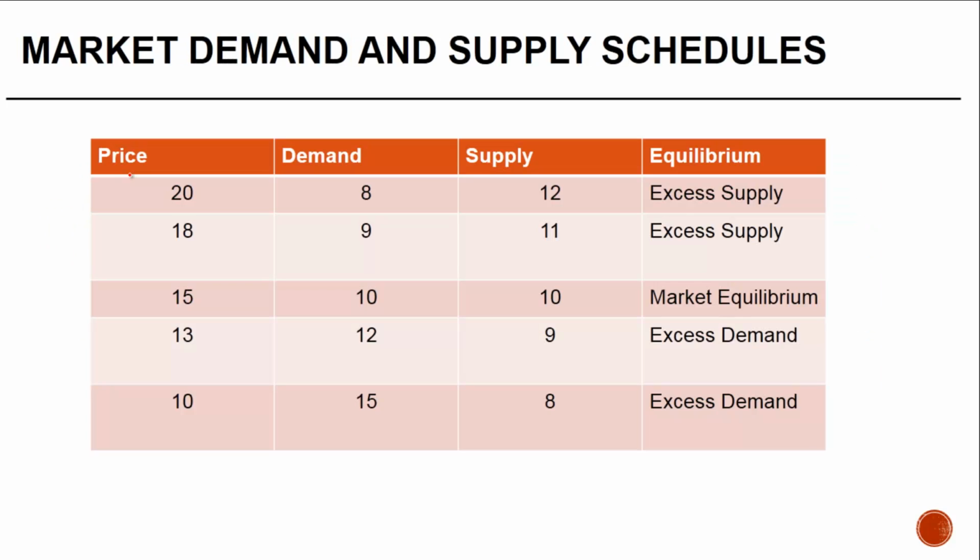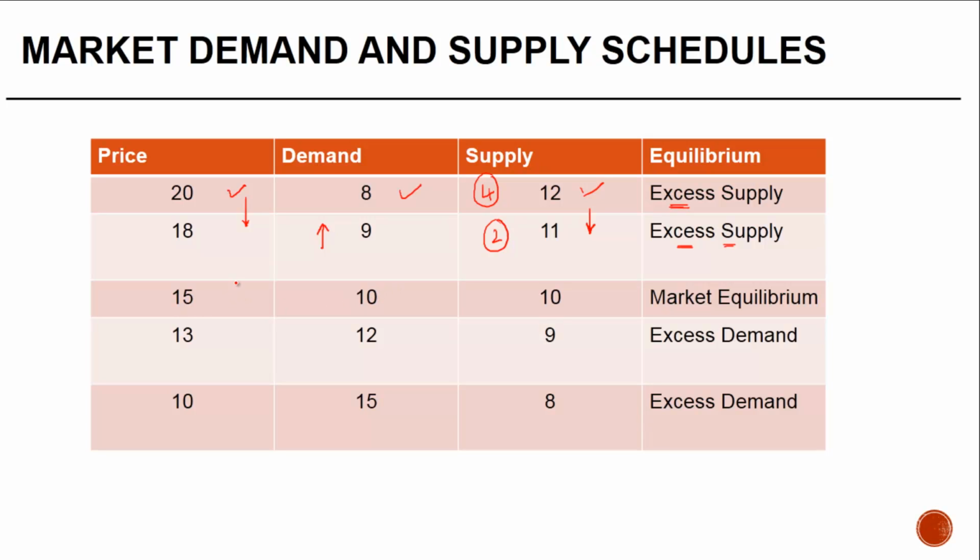If the price is 20, the demand is 8, the supply is 12. There is an excess supply in the market. 4 units, which is the excess supply, is going to remain unsold. When the price goes down from 20 to 18, the demand slightly increases from 8 to 9. The supply goes down from 12 to 11, but there are still 2 units of commodity in excess supply.